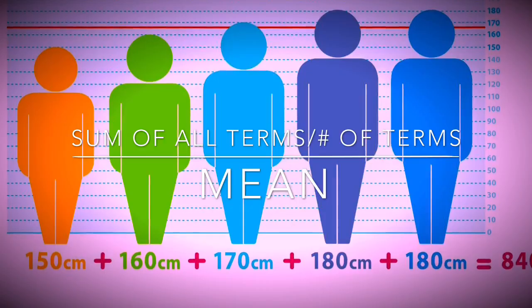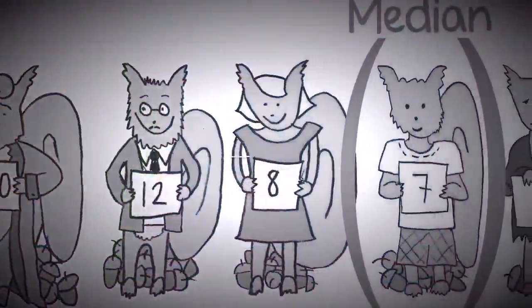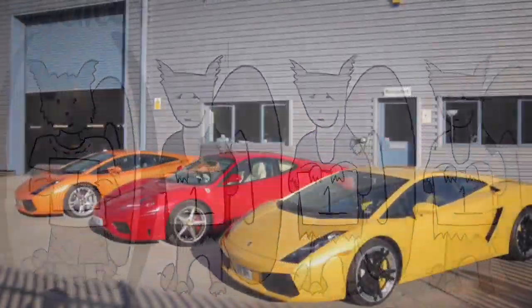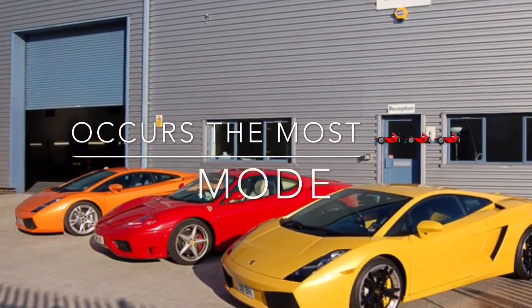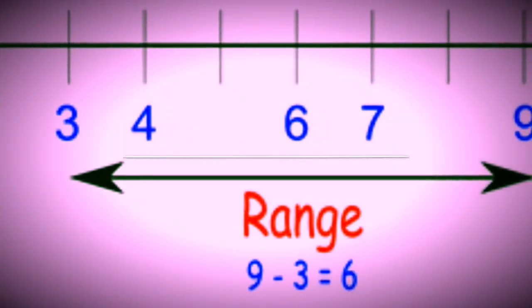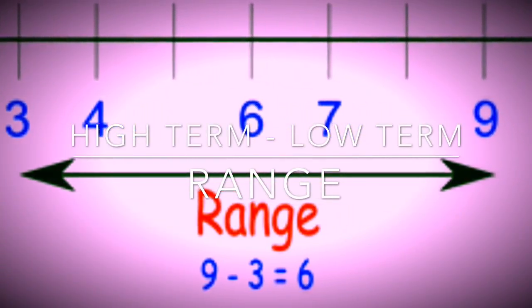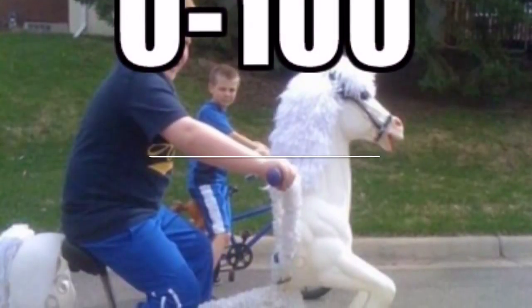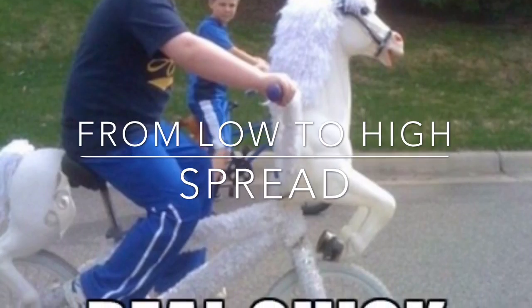Mean: sum of all numbers divided by number of terms. Median: middle term. Mode is the number that occurs most. And range is high term minus low term. The spread is from low to high.